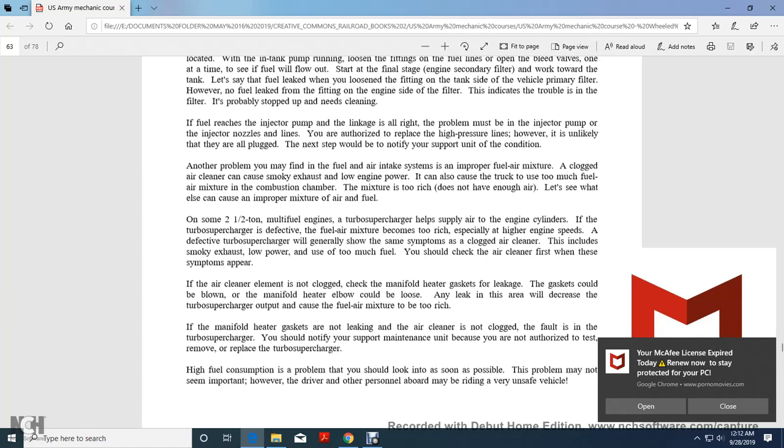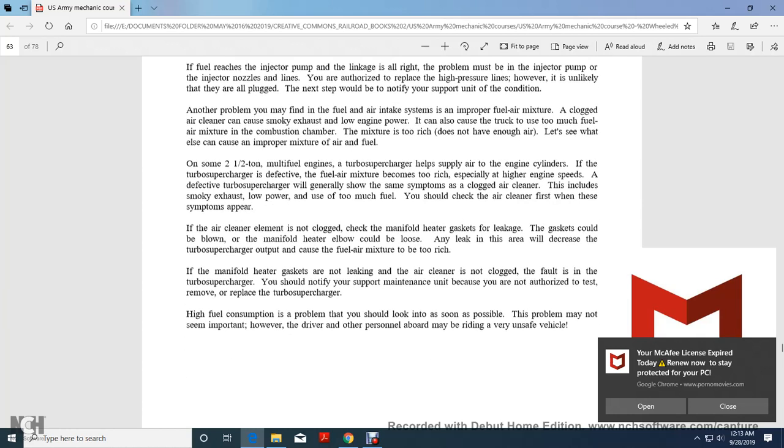Smoky exhaust and low engine power can also be caused by too much fuel over the air. Make sure the combustion chamber is not running too rich because it does not have enough air. Let's see if the air can cover the improper fuel. Make sure of the air and fuel.